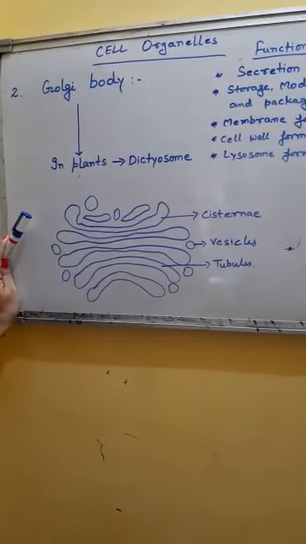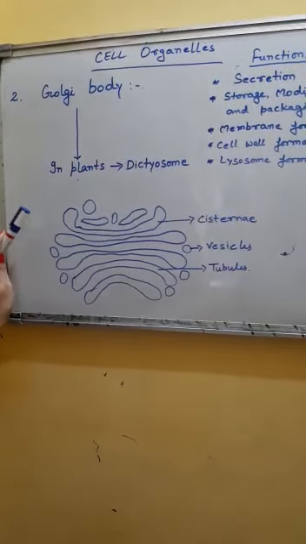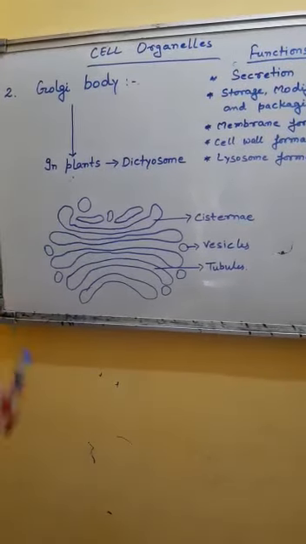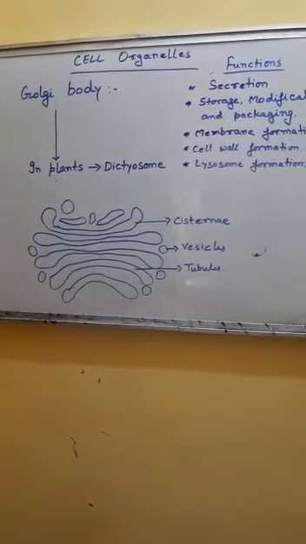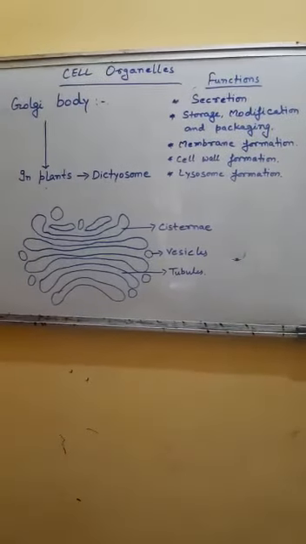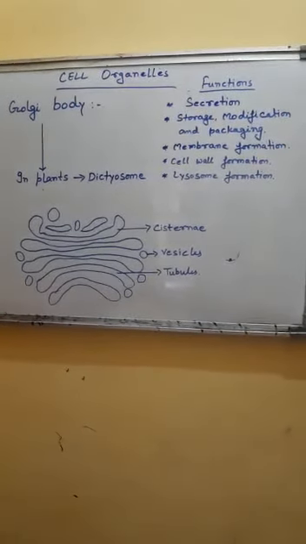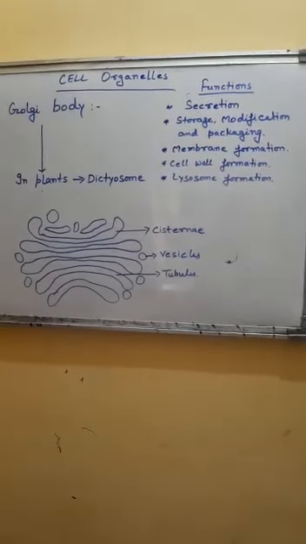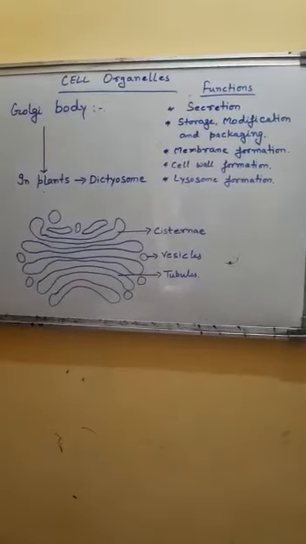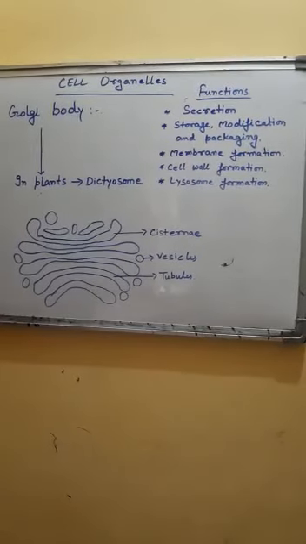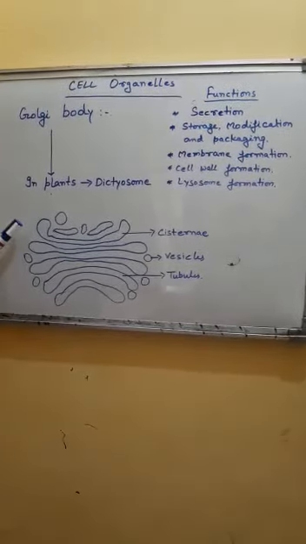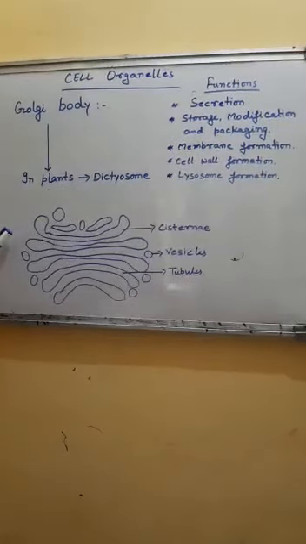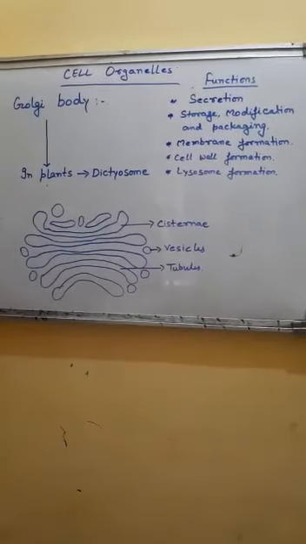The Golgi complex performs various functions. It is generally found near the endoplasmic reticulum and it stores the substances, the enzymes, etc. produced by endoplasmic reticulum. So the main function of Golgi complex is storage and secretion.